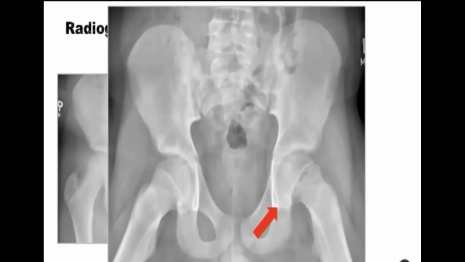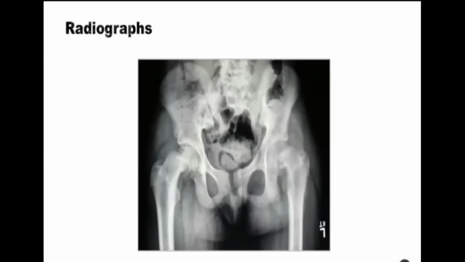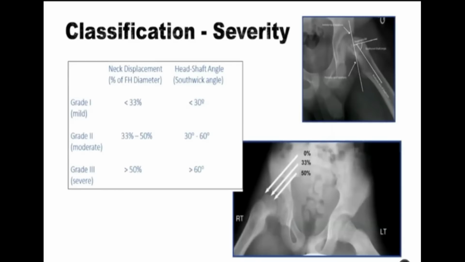I know it's always hard to look on these computers sometimes, so here it is blown up. It is always important to get an AP of the pelvis because you get an opportunity to look at both sides. Sometimes you'll have a kid that comes in with right hip pain and his left hip also has the condition. So it's always important to get the AP pelvis as well as the frog pelvis, which gives you a lateral view of the hip joint.